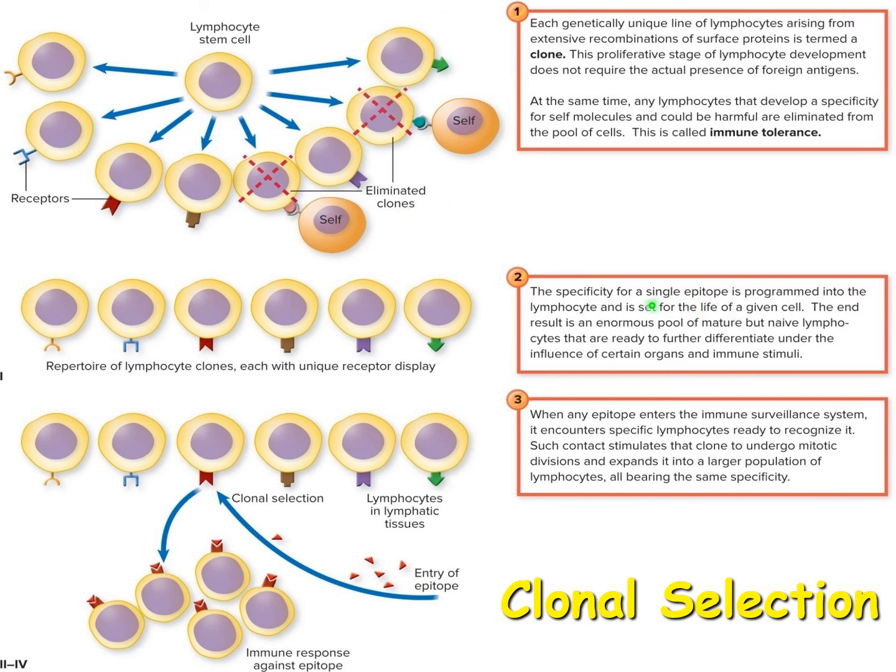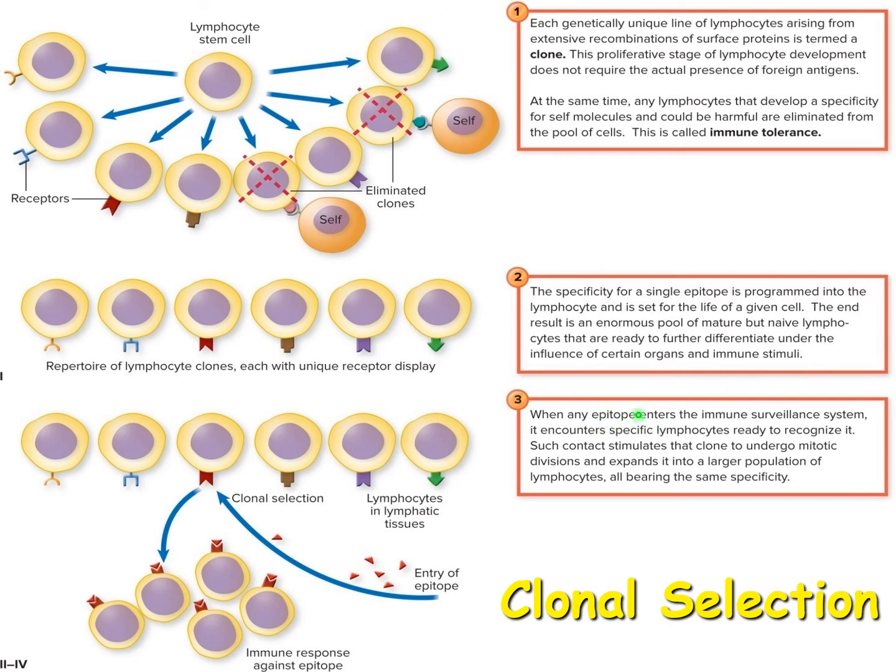The specificity for a single epitope or antigen is programmed then into the lymphocyte and is set for the life of that given cell. The end result is an enormous pool of mature but naive lymphocytes that are ready for future differentiation under the influence of certain organs and/or antigen binding.